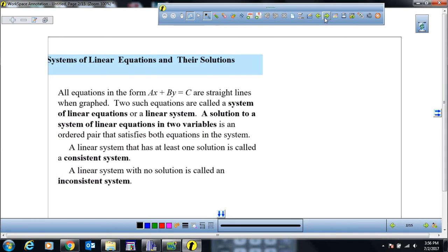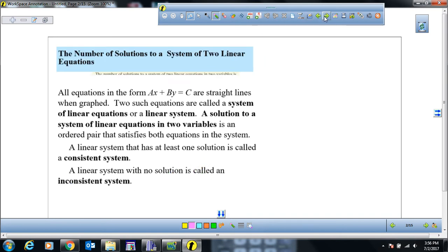This tells you basically the definitions of what a linear equation is. It's a straight line. And then a couple of concepts that you need to keep in mind. A linear system that has at least one solution is called consistent. A system that has no solution is called inconsistent.